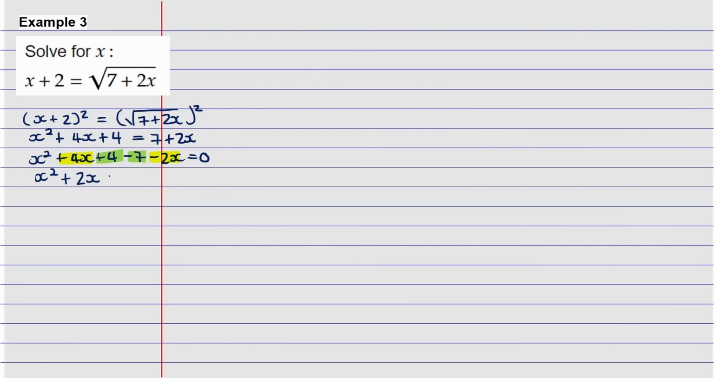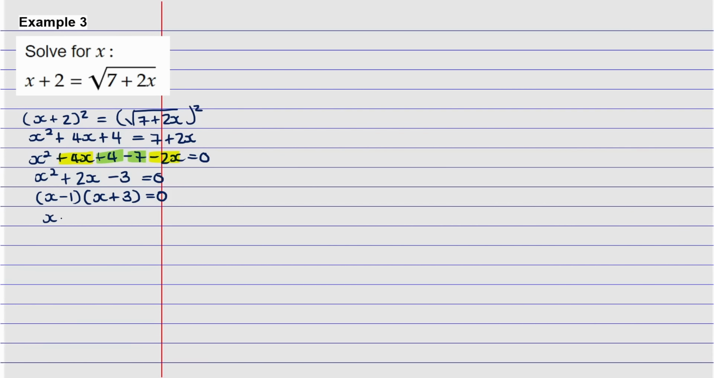Then you're going to say 4 minus 7, you're going to get negative 3, and this is going to be equal to 0, right? So after getting this, we're going to factorize it. When you factorize this, it's going to be x minus 1, and this side is going to be x plus 3. And this is going to be equal to 0, right? So after having that, we basically solve for x.